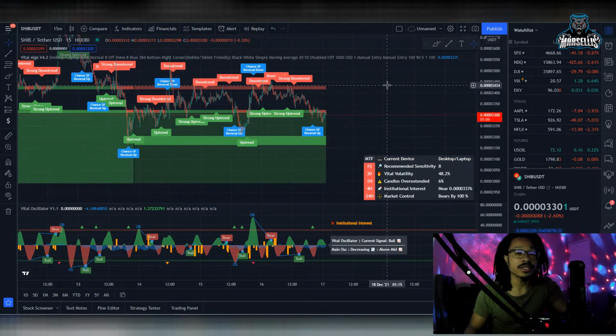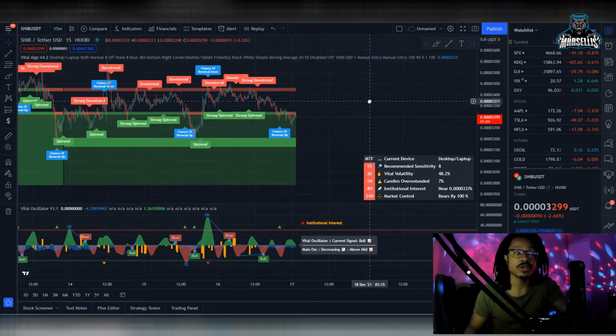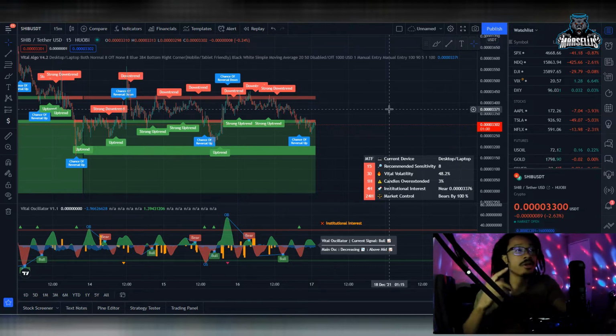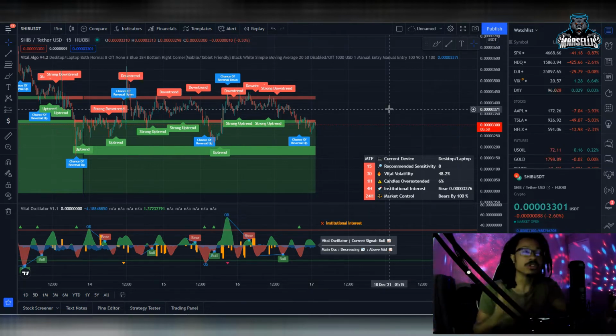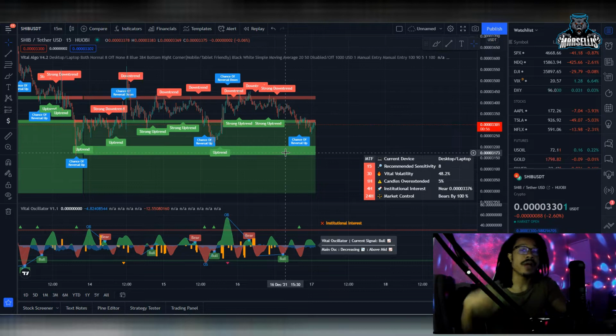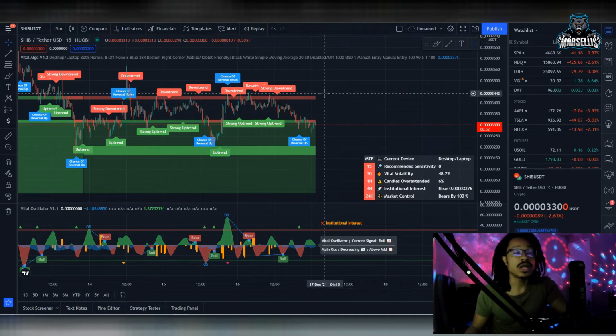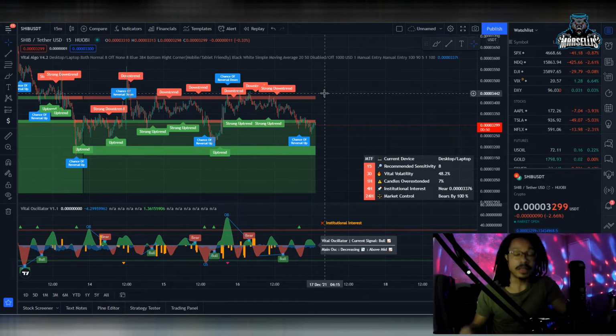Supply and demand is one of the biggest things that matters when you're talking about any kind of crypto or stocks. What we've got to talk about here is supply and demand of Shiba Inu. The green areas show areas of high supply and high demand. The red areas show less demand. So let's talk about this.